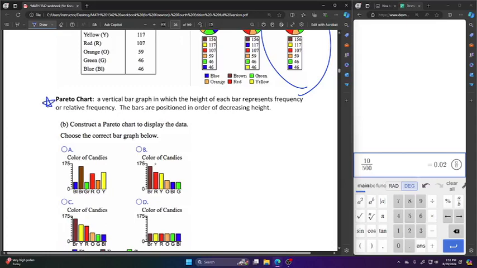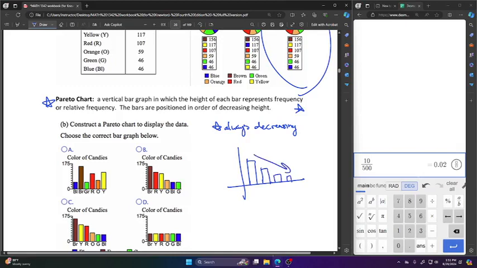Pareto chart. So I think they're kind of going off the same here, but I want to make a point here. Pareto chart's actually important, like for definition wise. I'm just going to say here that it's always going down. It's always decreasing. So the bars on a Pareto chart always start up high and then they go down low like that. That's a Pareto chart.